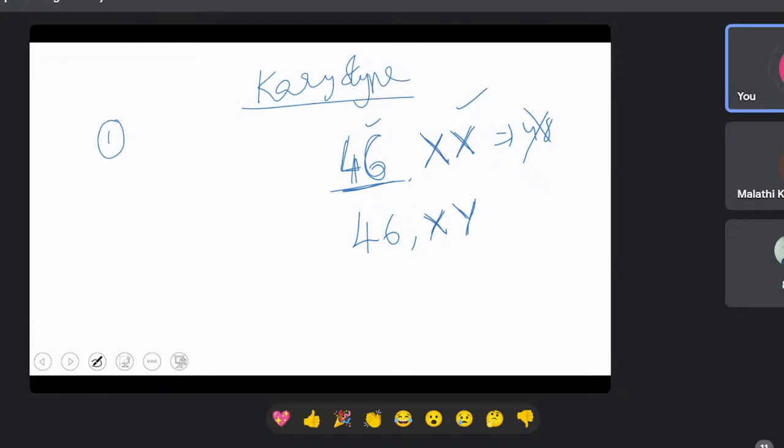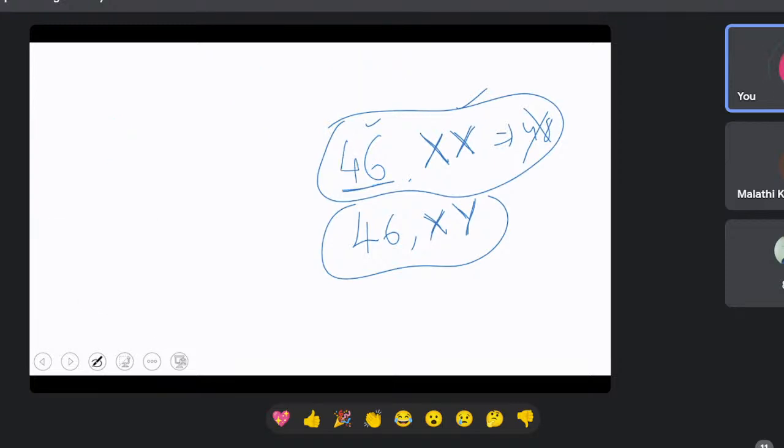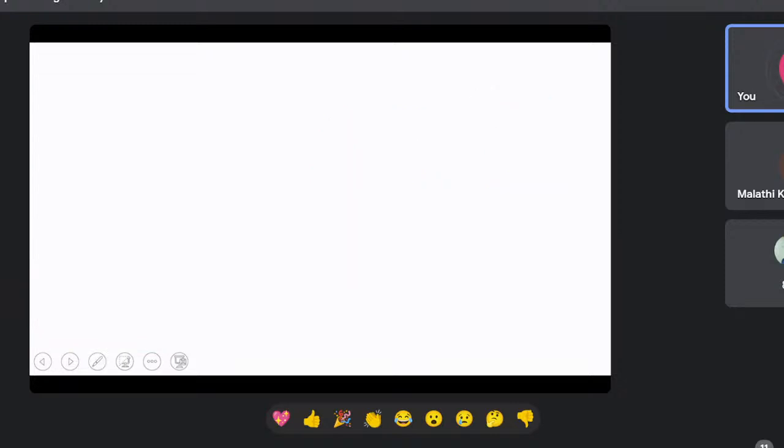ఓకే, సో క్యారియోటైప్ అంటే మీరు ఇలా రాయాలండి, మేల్కి ఫీమేల్కి. మరి క్యారియోటైపింగ్లో మనం ఏం చేస్తున్నాము అని అంటే, karyotyping is done during metaphase. గుర్తుంచుకోండి, karyotyping మనం ఎప్పుడు చేస్తాము అని అంటే మెటాఫేసిక్ దశలో చేస్తాం.